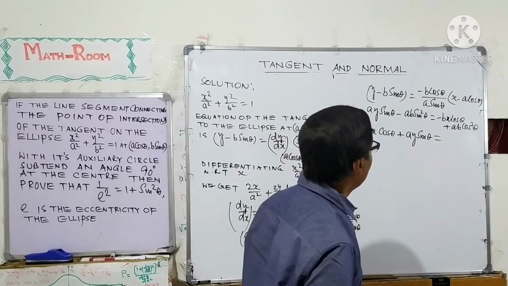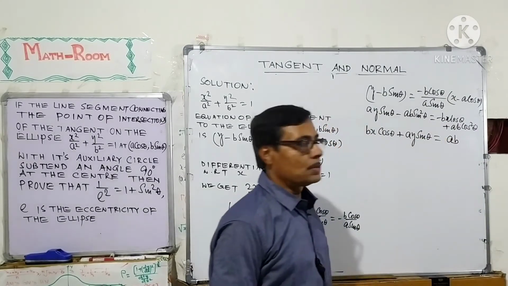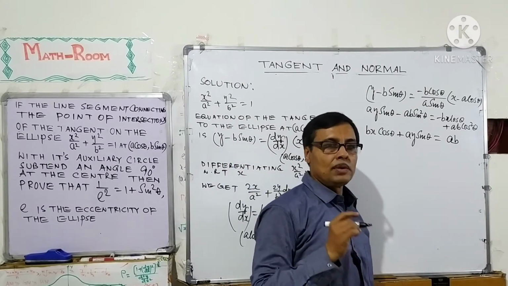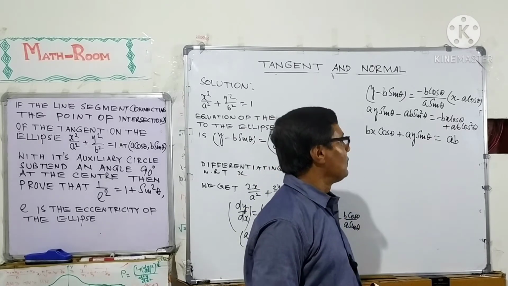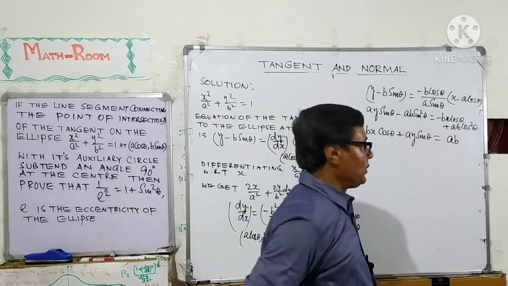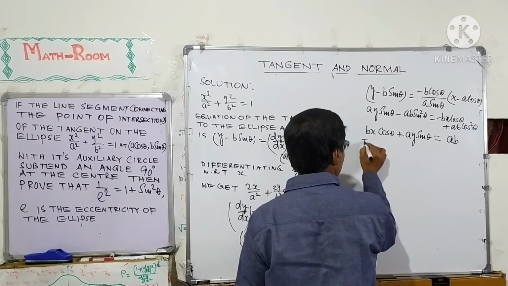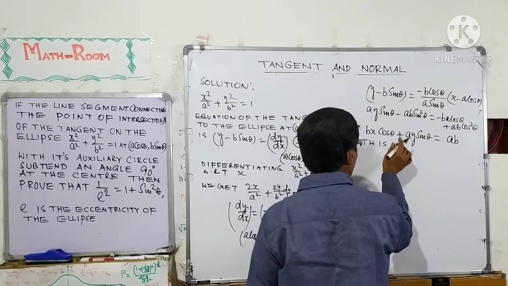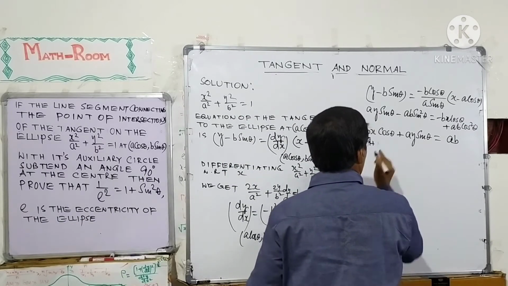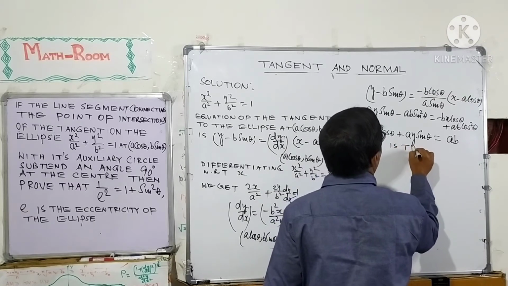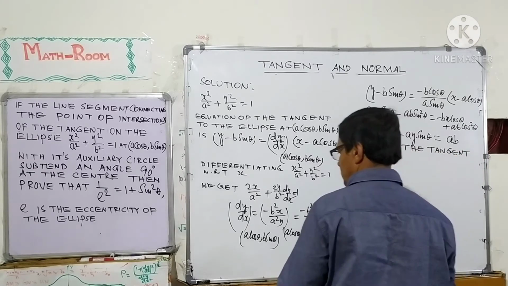If we simplify this, the right side equals a b into sin square theta plus cos square theta. The value of sin square theta plus cos square theta is 1, so the right hand side is a b. So this is the equation of the tangent: b x cos theta plus a y sin theta equals a b.